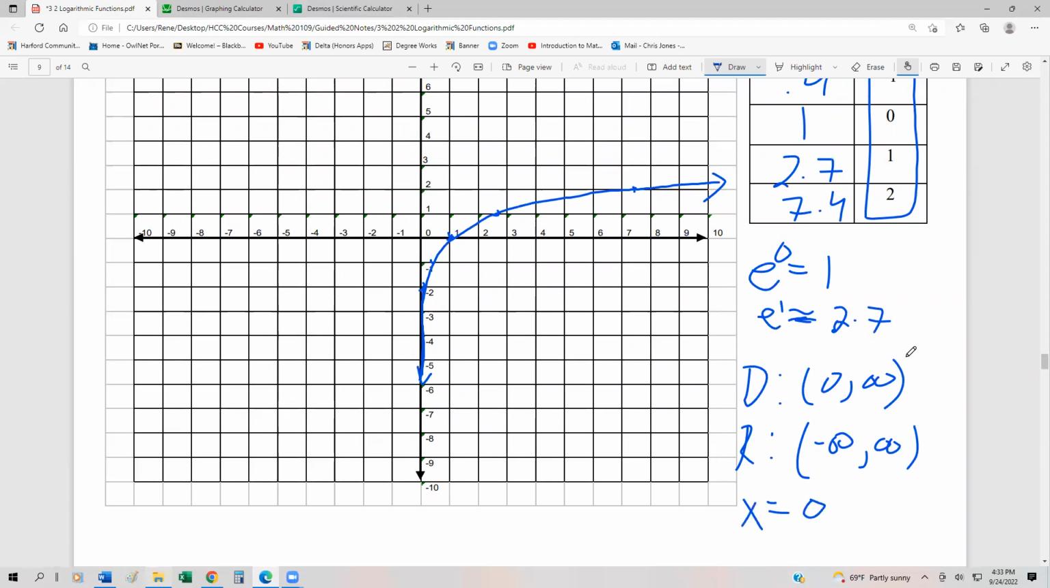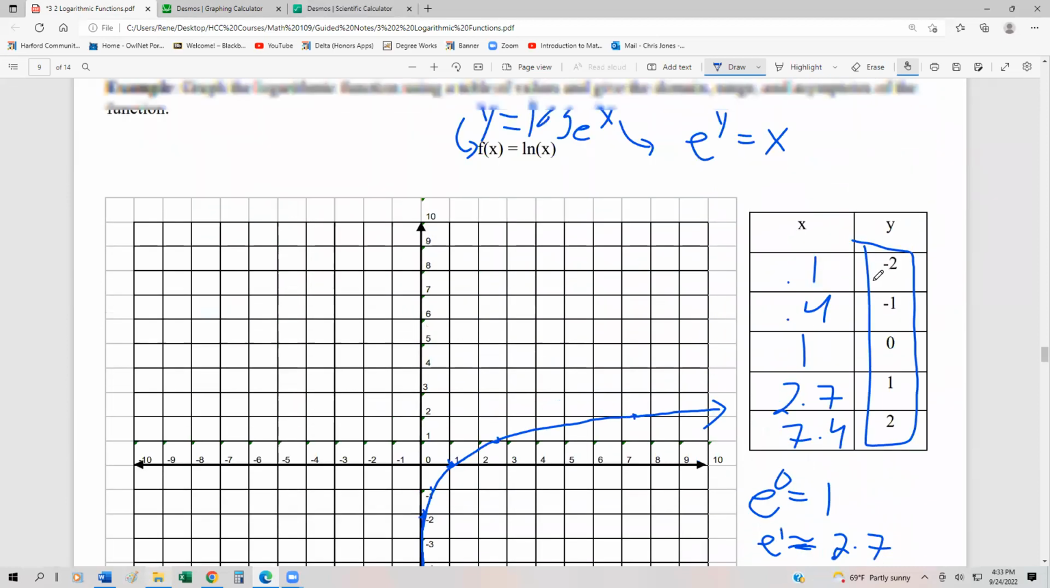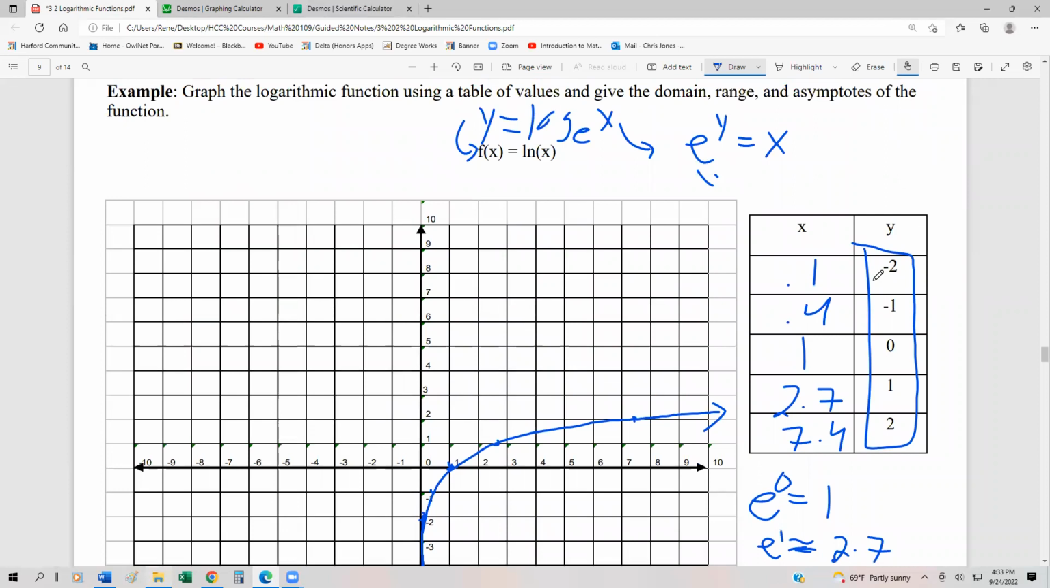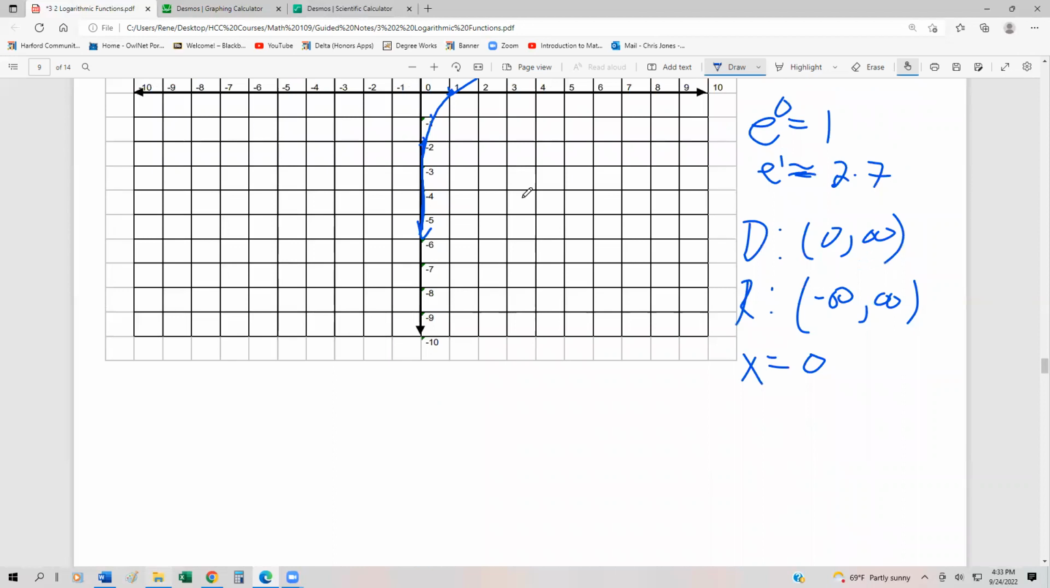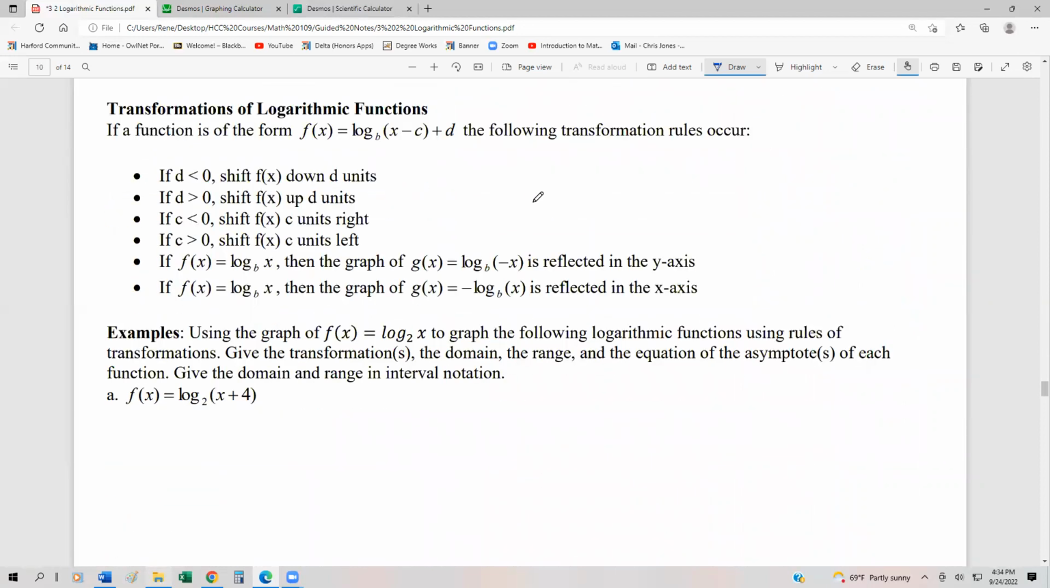One thing to consider is that the number e is approximately 2.7. So another way to think of an approximate graph is that 3 to the y equals x is a pretty comparable graph to natural log of x. This might be helpful if you don't have a calculator and you need a quick and dirty idea of what the natural logarithmic function looks like. Now we're going to take a look at transformations of log functions.